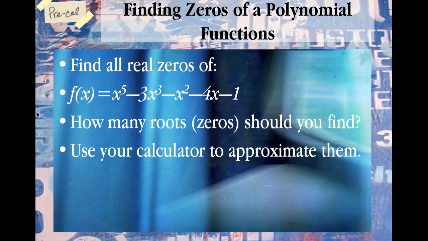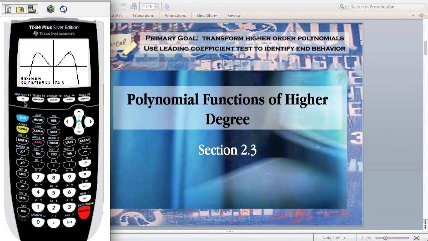Here's a big one. Lot of equation, a lot of pieces, big exponent. How many zeros should I be able to find here? Well, from the degree, it says that I should be able to find at most 5 real zeros. Okay, let's go back and let's see what we can find. We're going to look at the calculator version.